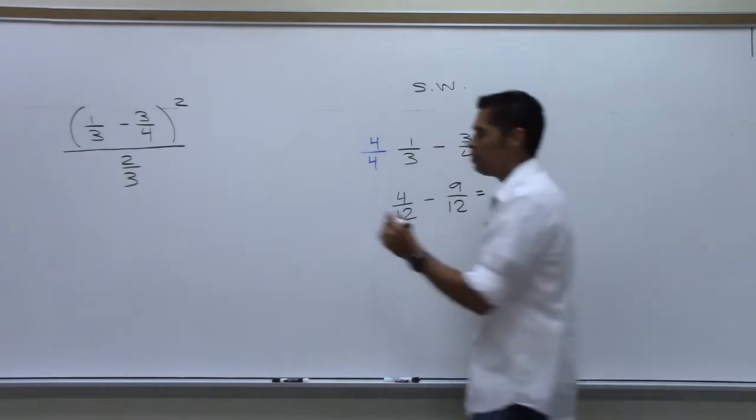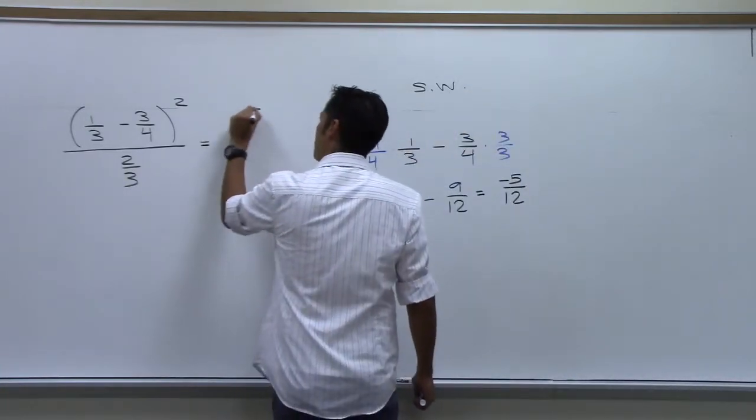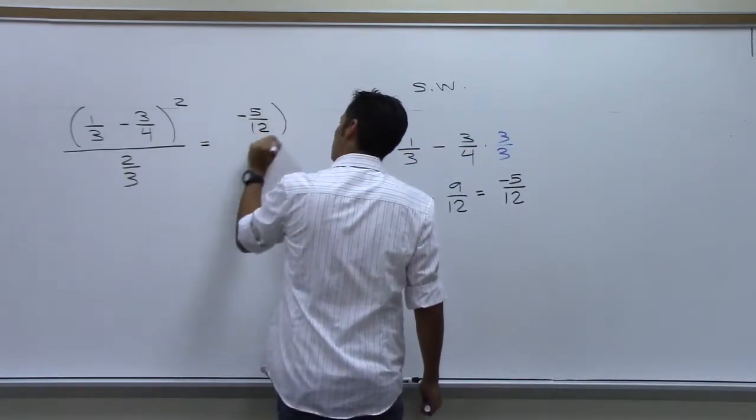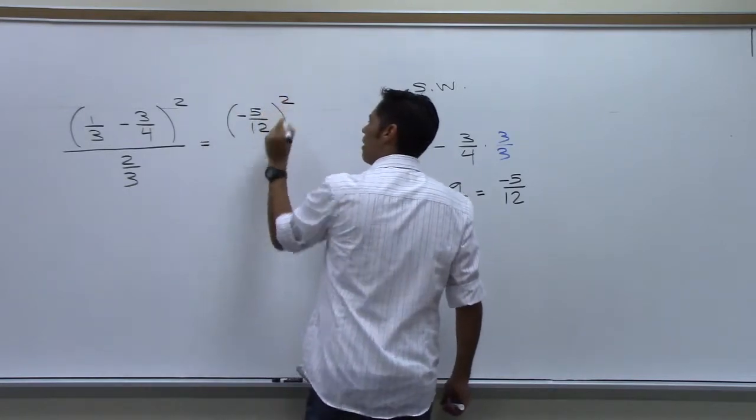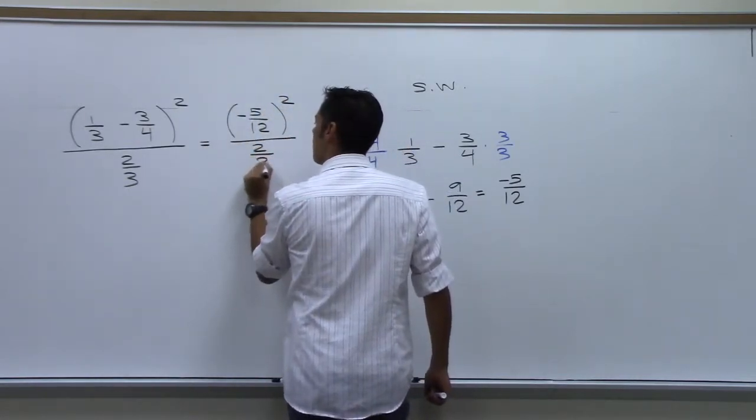All right. 3 over 3 there, right? So this becomes 4/12 minus 9/12, which is negative 5/12. Good. 4 minus 9, negative 5 over 12. All right, so this is where we are. We have negative 5 over 12, that's being squared and then over 2/3.